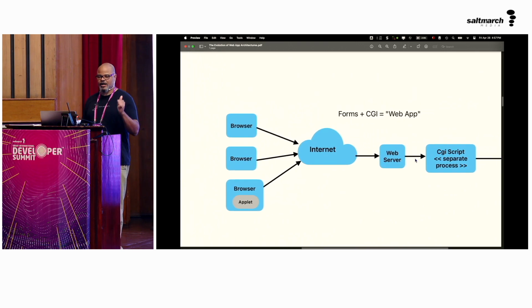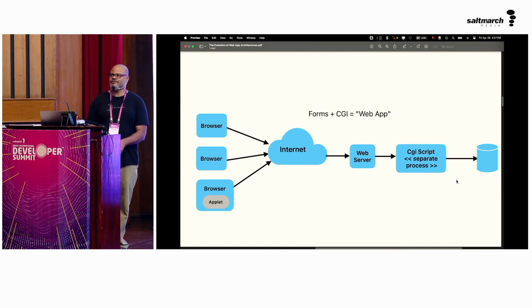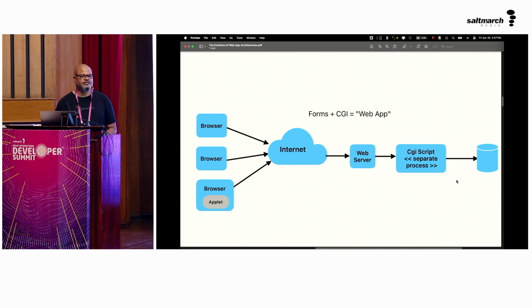So we had our browsers, they made requests, they might have an applet, whatever. It goes to the web server, it goes to a CGI script, which launches a separate process and hits a database or whatever else, right? So now we have our first web apps. Now remember, each one of these is a full page refresh, right? And this isn't particularly scalable because each request spawns a new process, right? But we have the beginnings of what we're actually calling web applications today.